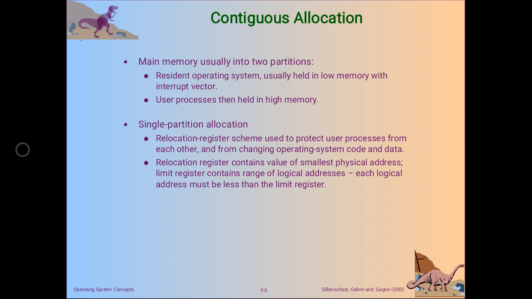Single partition allocation requires two registers. Number one, the relocation register, and number two, the limit register. The relocation register contains the value of the smallest physical address. This register is used to protect user processes from one another and from changing operating system code and data. The limit register contains a range of logical addresses. Also note that each logical address must be less than the limit register.